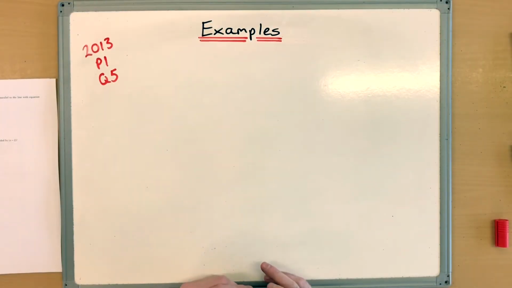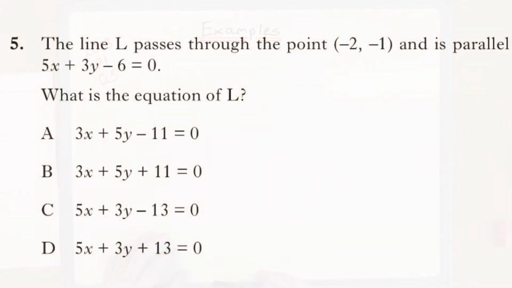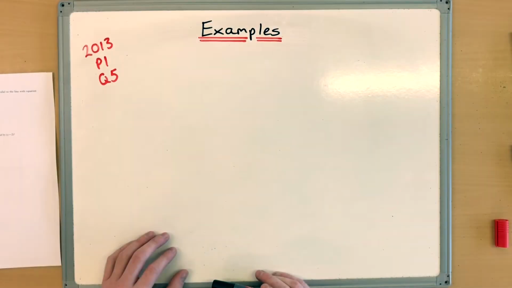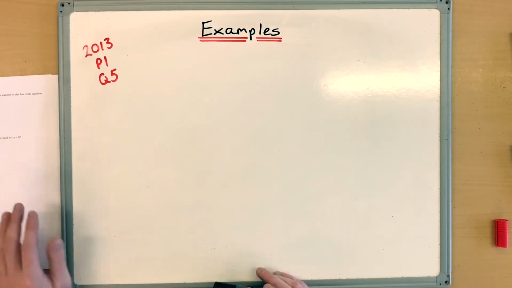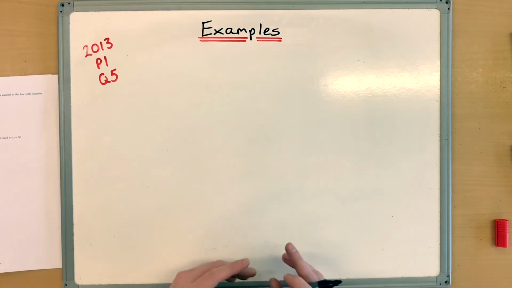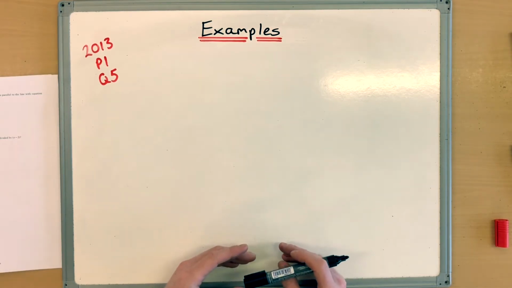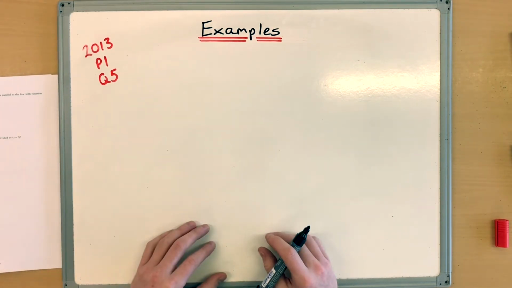Okay, so we're now going to do a couple of examples. Okay, let me show you the first one. So this is from 2013, paper 1, question 5. We're just going to do a few examples, and you'll find attached to this video a bunch of further past paper examples for you to try, which give you a chance to try all of the different things we've talked about in this video.